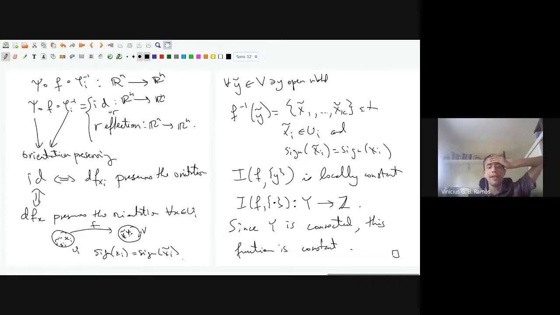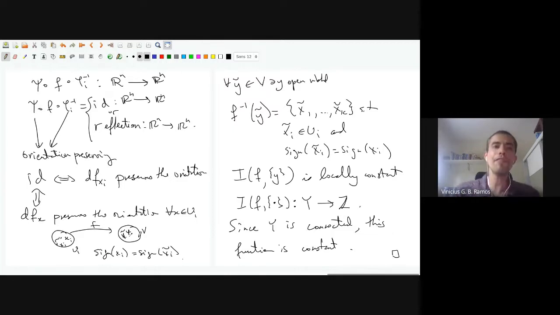If you start with a y that's not a regular value, then it is true that in a neighborhood of the image, other things could happen. But first we homotope f so that we don't have this problem. We change f so that y becomes a regular value.